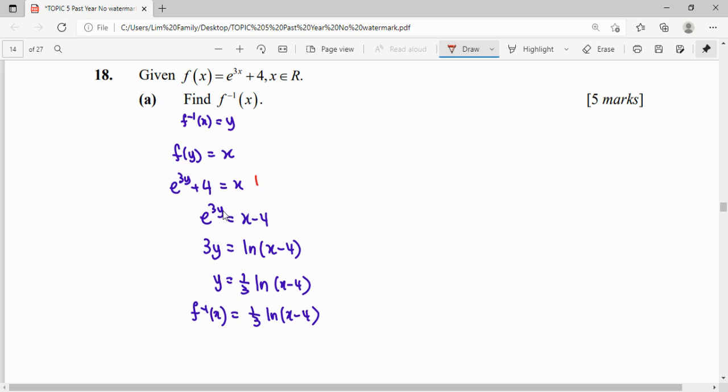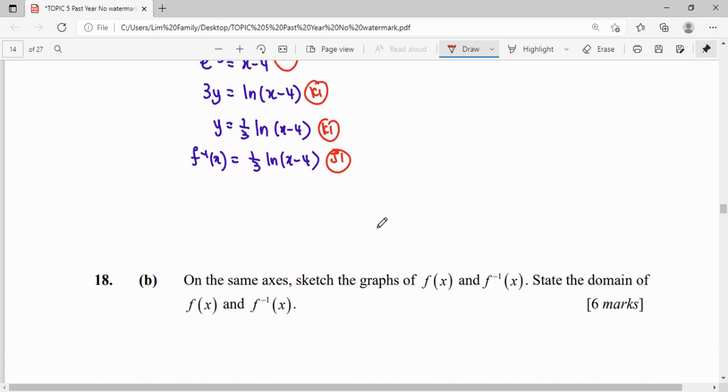So this is our first mark. Plug the y into the function f, and then simplify it to get ln, and then until we get the answer y. That will be our inverse function. So we have 5 marks here. After that, we go into the next part of the questions, which is question B.